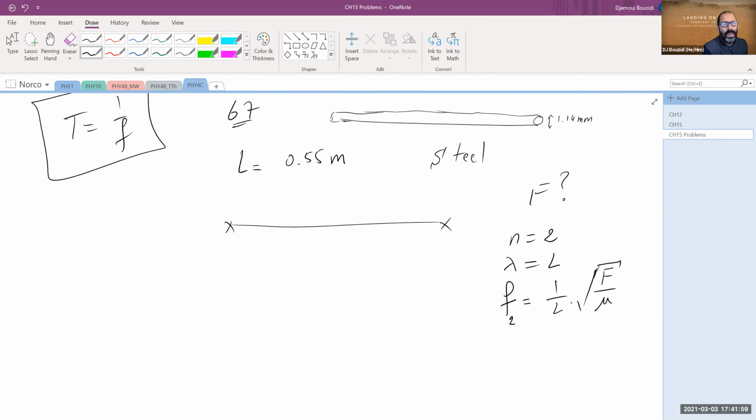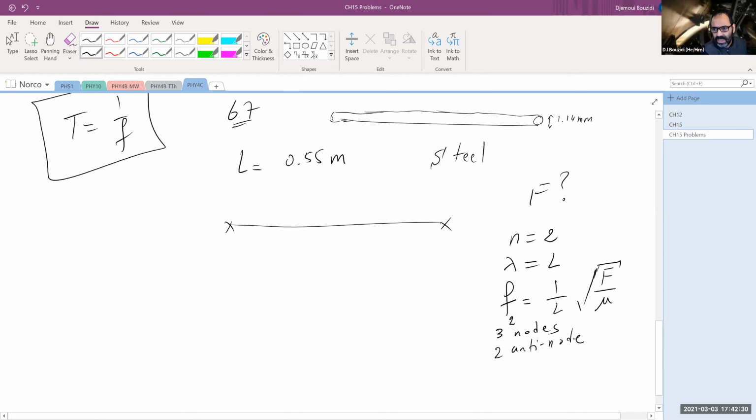So when you're solving a problem and deciphering it, this is one of the things you're supposed to organize. You're supposed to take a word that is given to you and find what it means in terms of the things that you know. Since it's a first overtone, that means n equals 2. That means lambda is equal to L. That means I have 3 nodes and 2 antinodes. That is also in this word. All of this means the same thing, okay?